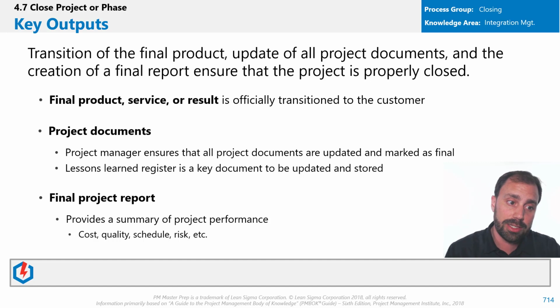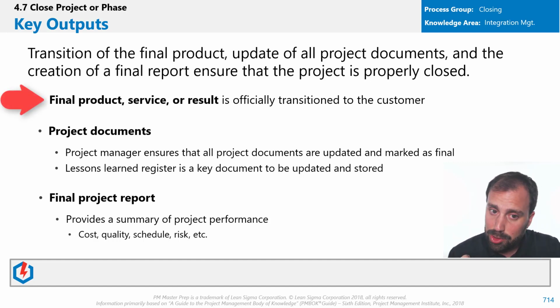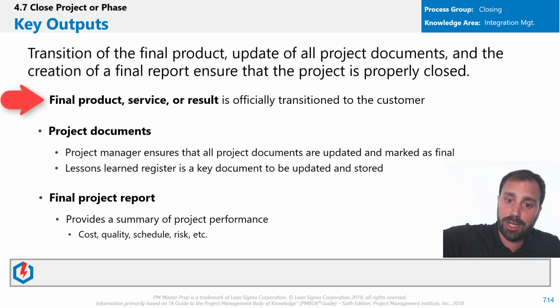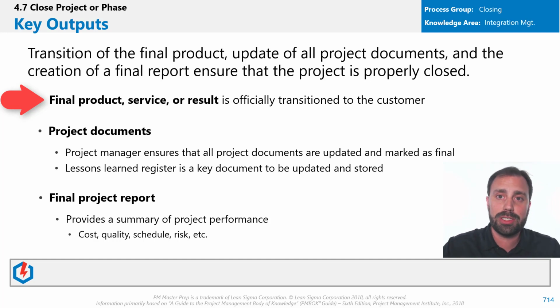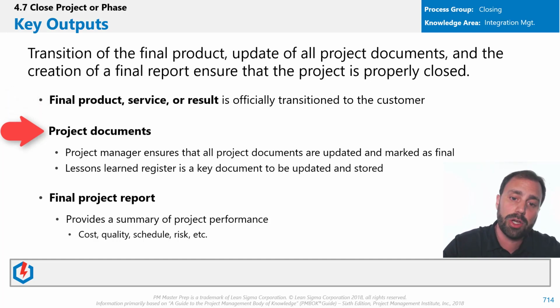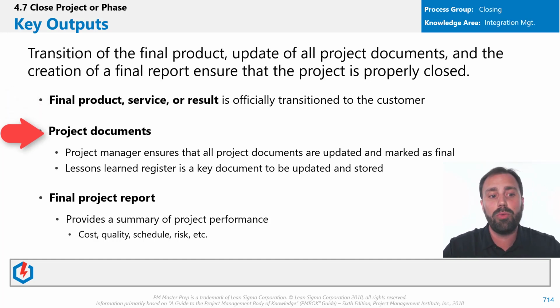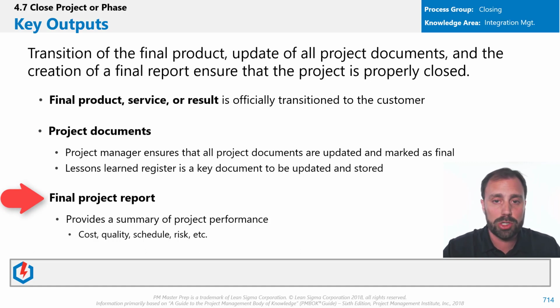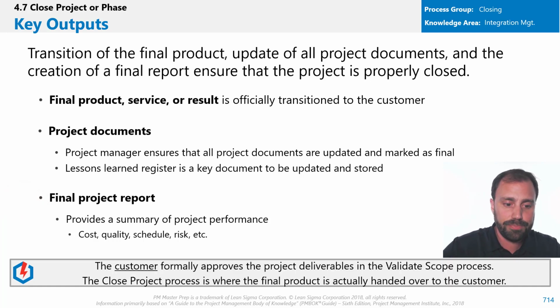So what are the 3 things that we're going to do? Transfer the actual finalized product and service to the customer. Here you go, guys. Here's all the project documents that we did, and we organize those all, store them, and then we make sure that we have a final report. So those big 3. I've talked about that over and over and over. You should know those big 3 right now, right? And the customer formally approves.